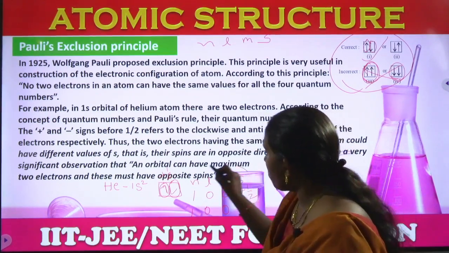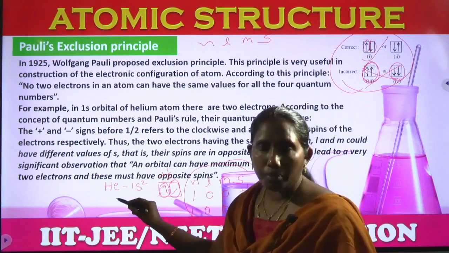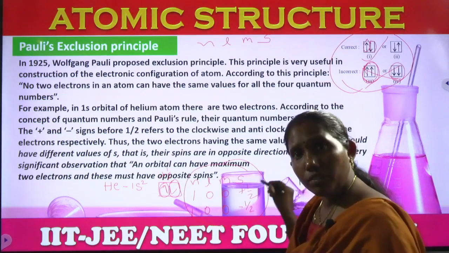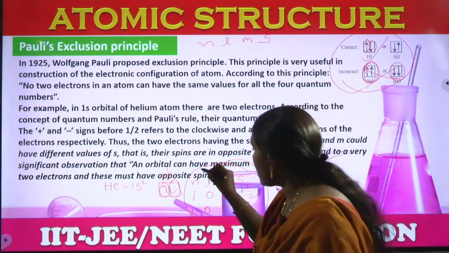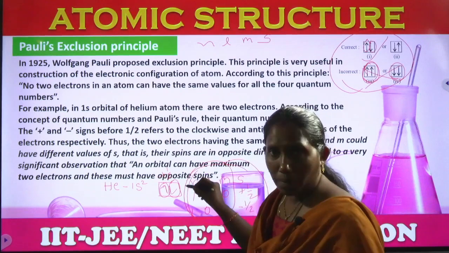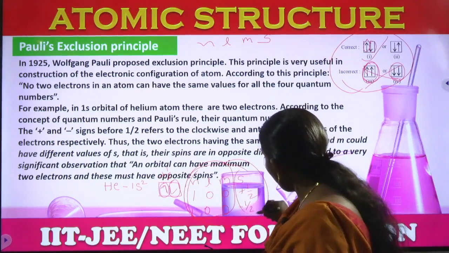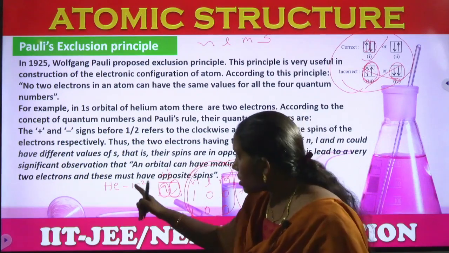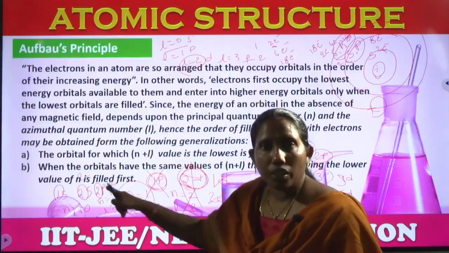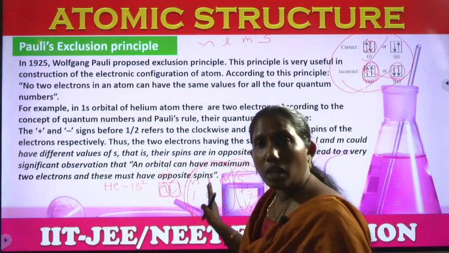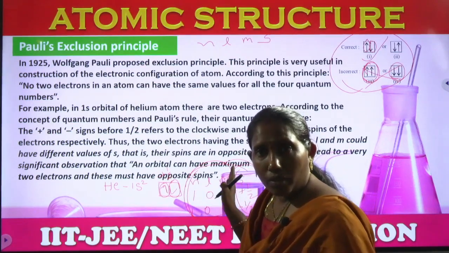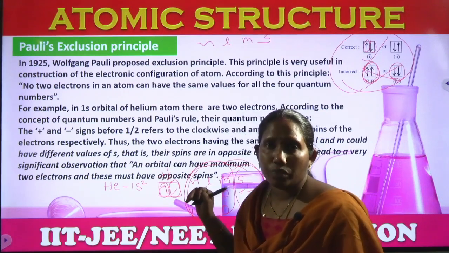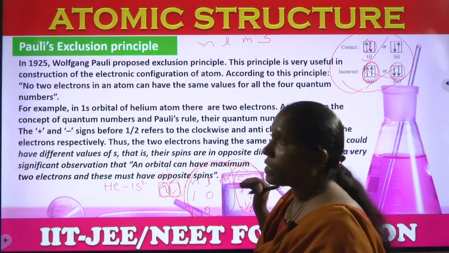So if we observe here, helium is an atom. That atom has 2 electrons, and for those 2 electrons we have written the 4 quantum numbers. The first 3 quantum numbers are the same, but they differ in the spin quantum number. That is the statement: no 2 electrons in an atom will have the same set of 4 quantum numbers. At least they differ in their spin quantum number value. Got it? So that is called Pauli's exclusion principle.